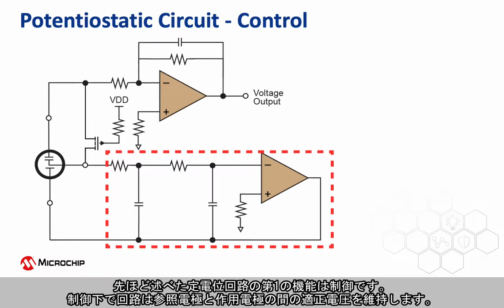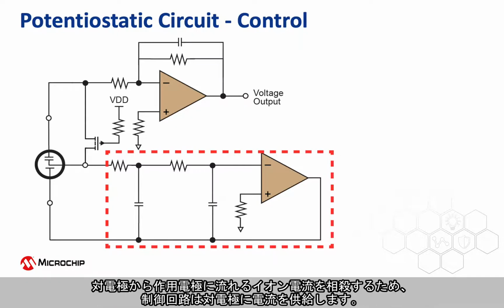The first function of the potentiostatic circuit that I mentioned is control, in which the circuitry maintains the proper voltage between the reference and the working electrode. The control circuitry provides current to the counter electrode in order to balance the ionic current that is flowing from the counter to the working electrode.